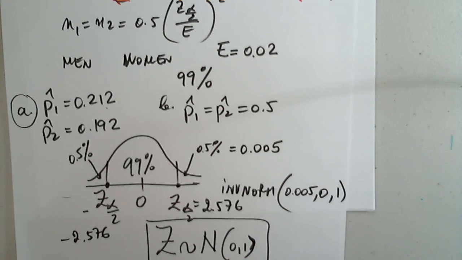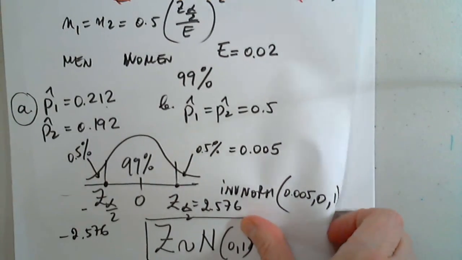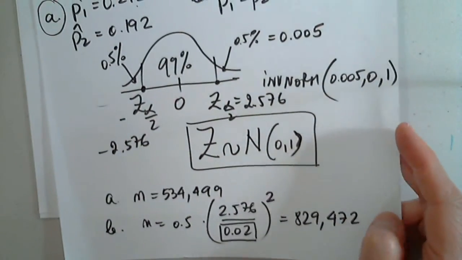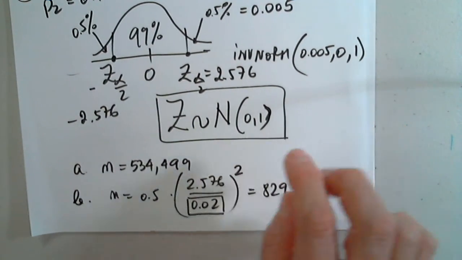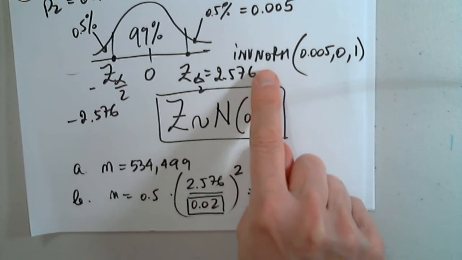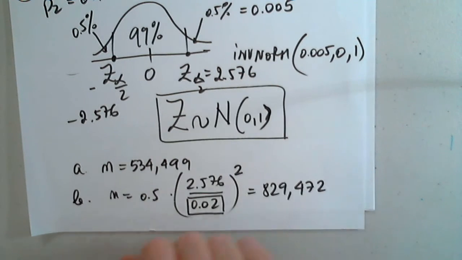I have one more question about this problem. Where did you get the z alpha over 2 over the margin of error, like the z alpha? Oh, okay. I see. Thank you.